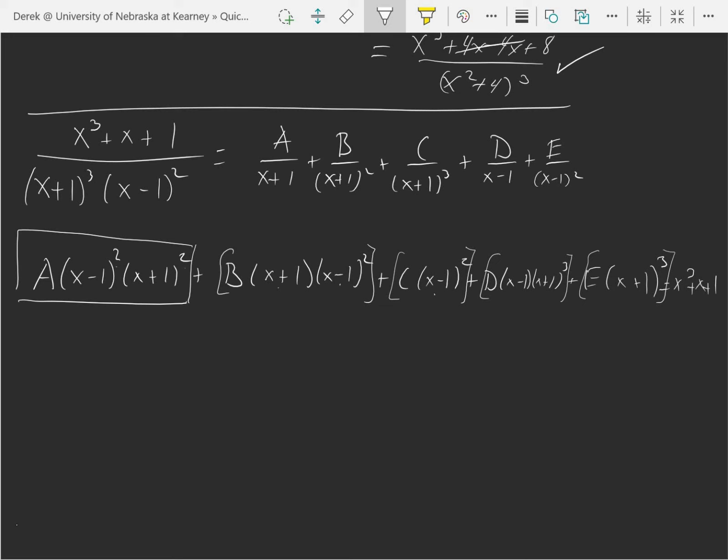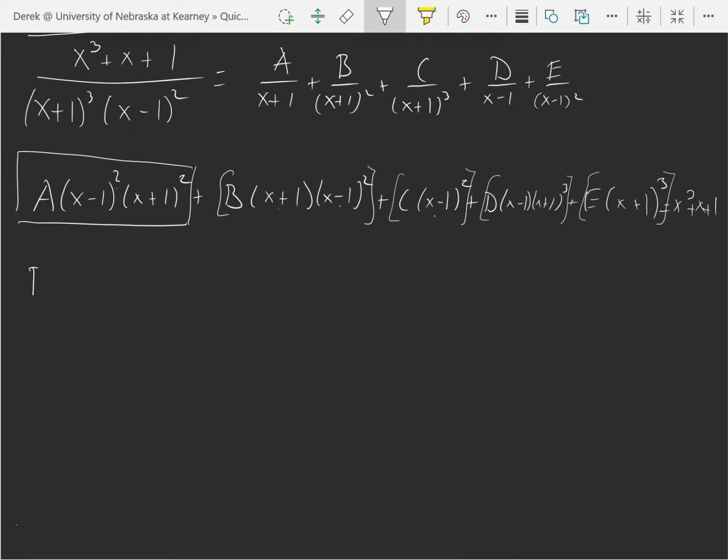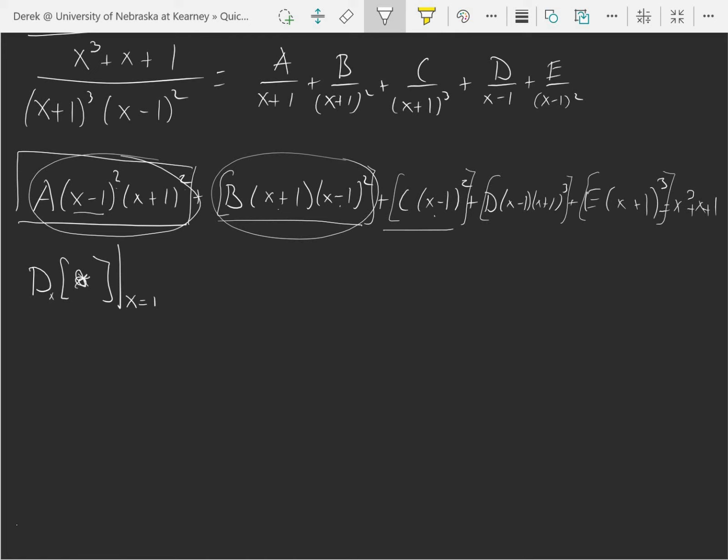So if I want to differentiate with respect to x all of this stuff and evaluate at x equals, say, 1, because this has multiplicity 2 at 1, I don't have to worry about this entire piece. This entire piece will be 0 when I evaluate at 1. This piece also has multiplicity 2 at 1, so that'll be 0. I won't have to worry about that. That will also be 0. I won't have to worry about that.